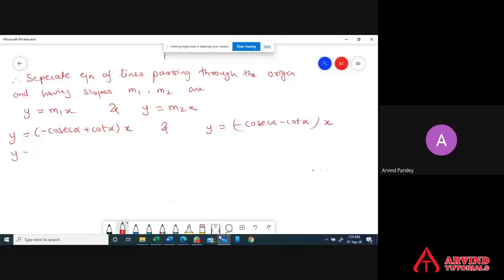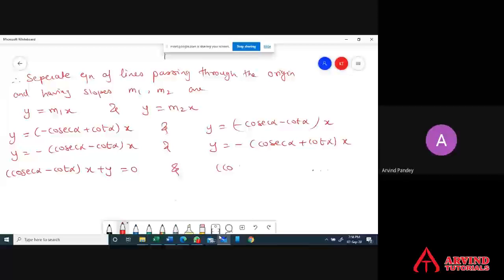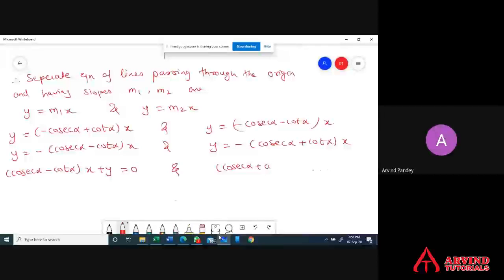Okay, so we take this minus sign common, so this will be cosec alpha minus cot alpha into x. Here if you take the minus sign common, this is cosec alpha plus cot alpha x. So bring this term over here, so it is like cosec alpha minus cot alpha x plus y equal to 0 and cosec alpha plus cot alpha x plus y equal to 0. This is your final answer.